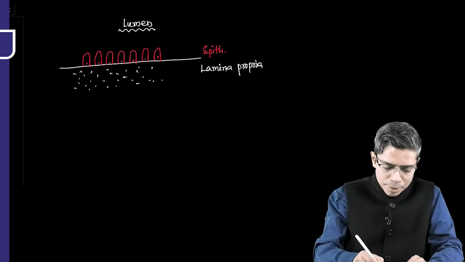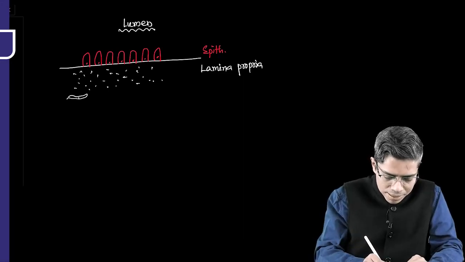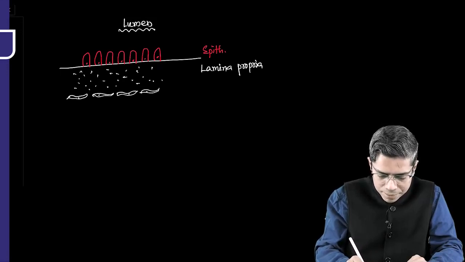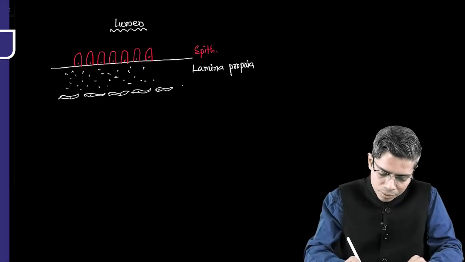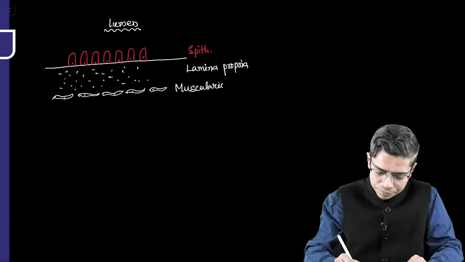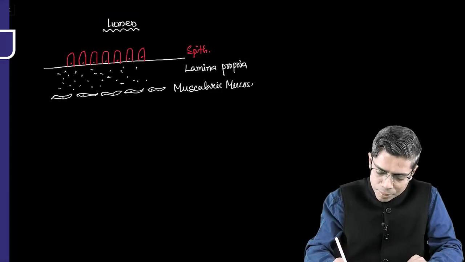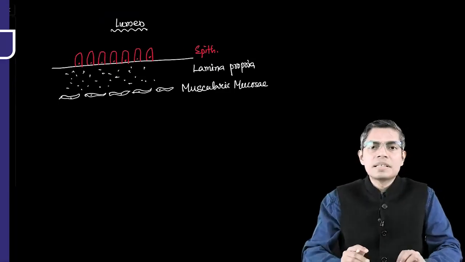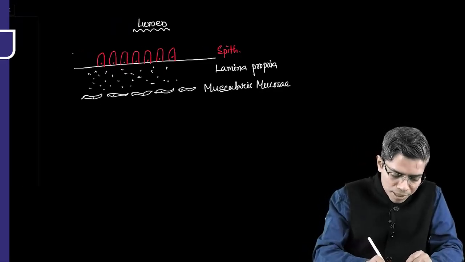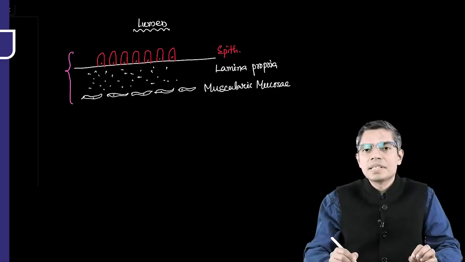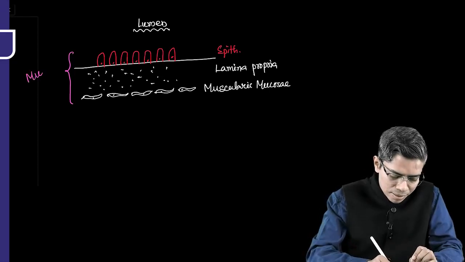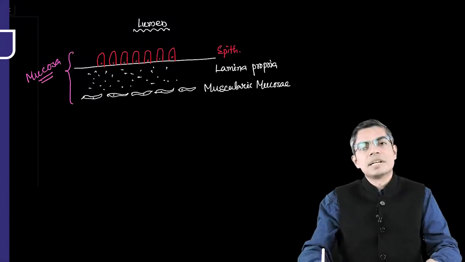Lamina propria. Below that, you will find a very thin layer of smooth muscles, right? These smooth muscles are known as muscularis mucosae layer. So this is basically the muscle layer of the mucosa. Why mucosa? Because the combination of these 3, that is the epithelium cell layer, lamina propria and the muscularis mucosae, is known as the mucosal layer of the GIT, right?